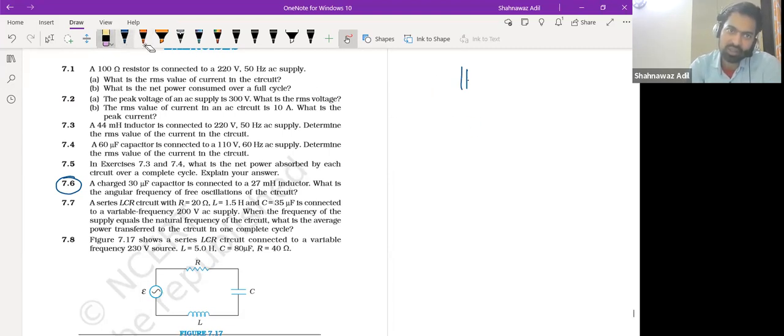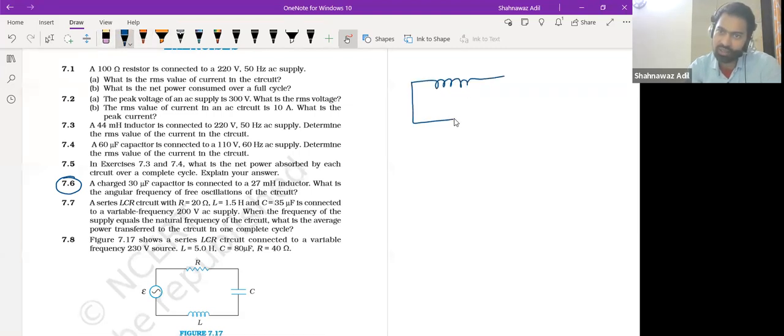So this is... okay. So you have this inductor connected to this charged capacitor. This is charged, and then this is the inductor. So please calculate the angular frequency of free oscillations of the circuit.